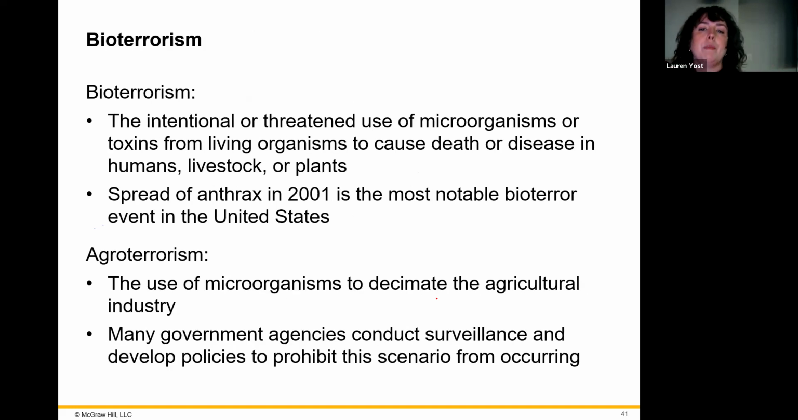All right, next we have bioterrorism. This is the intentional or threatened use of microorganisms against basically a population. So we did have bioterrorism actually happen on U.S. soil in 2001. There was a spread of anthrax within Congress even, and that happened here in the U.S. And then agroterrorism, this is talking about agriculture here. You might think, okay, well, they're going to affect agriculture, but you probably should take a step back and consider how important agriculture is in the United States.